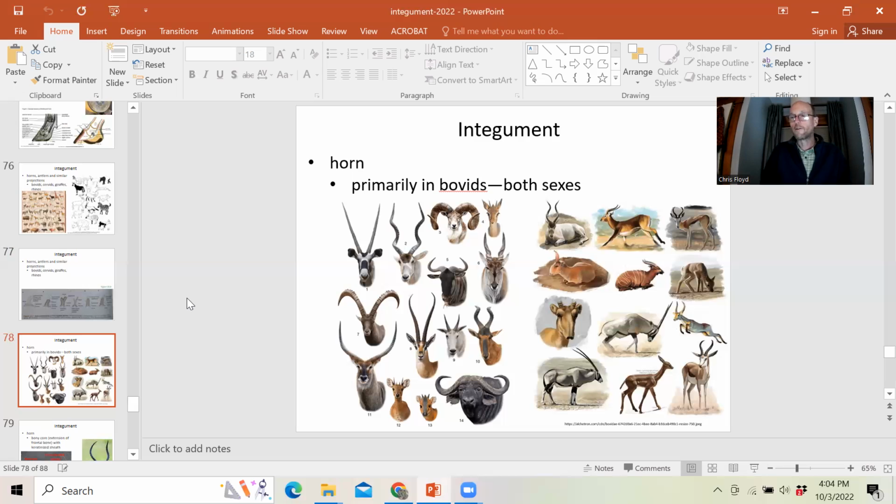But they are really fascinating. The different species have different horn shapes. Oftentimes both sexes will have them.